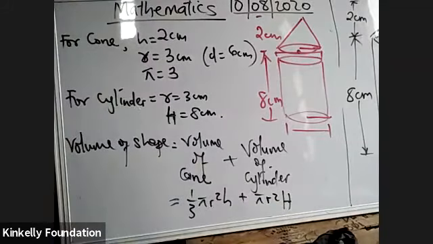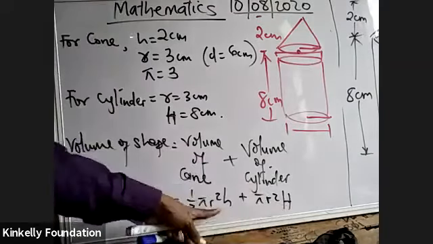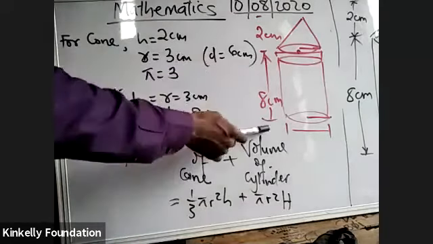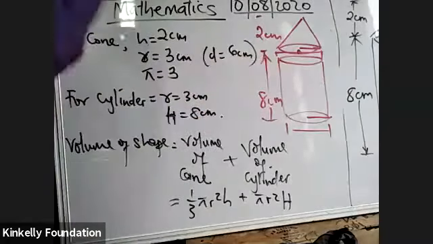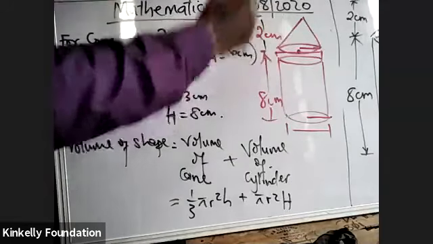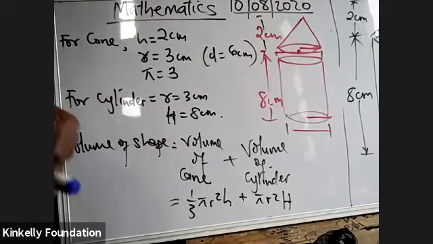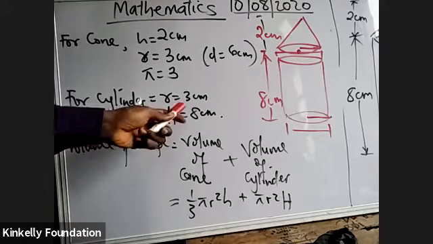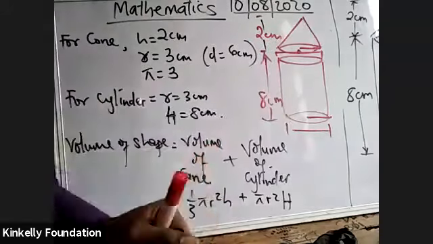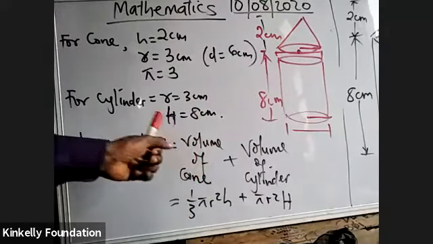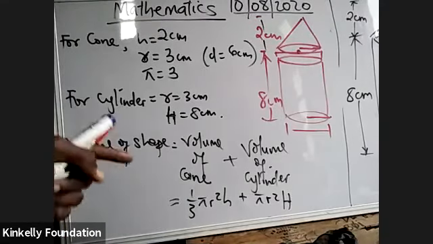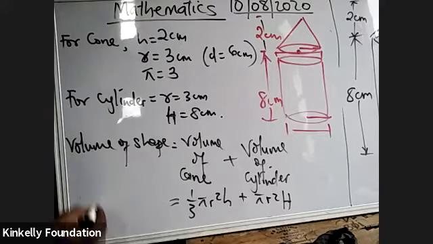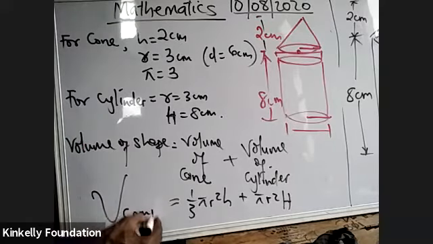The reason why we have big H and small h is because this one is longer than this one, so they have different heights. But one thing that is common between them is that they are sharing the same diameter. That made us have the same radius for the two of them. So after this, we are going to calculate the volume of this compound shape.